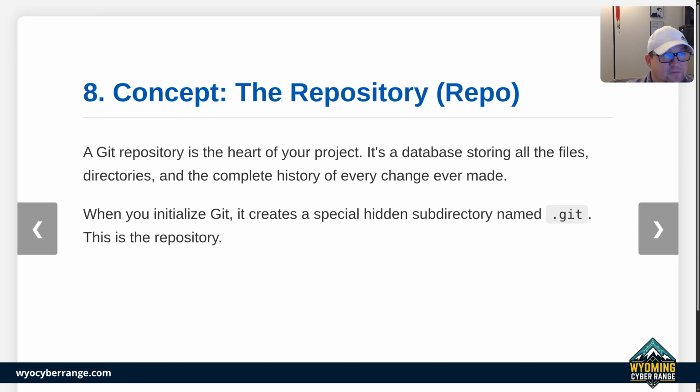First concept is going to be the repository. The repo is what we like to call it. The heart of any Git project is the repository. The repository is a database that stores all of your project files, its directories, and even the complete history of every change that's ever been made. When you initialize Git in a project folder, it creates what we call a .git folder. It's a hidden folder, and this is the repository itself, so please let it be.